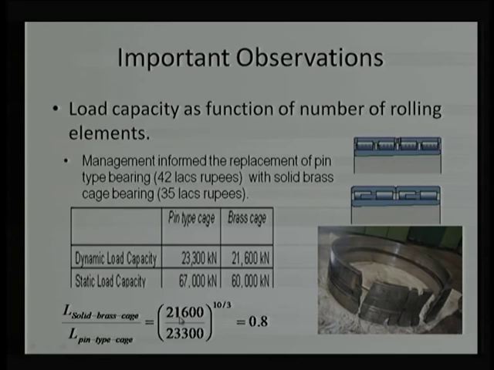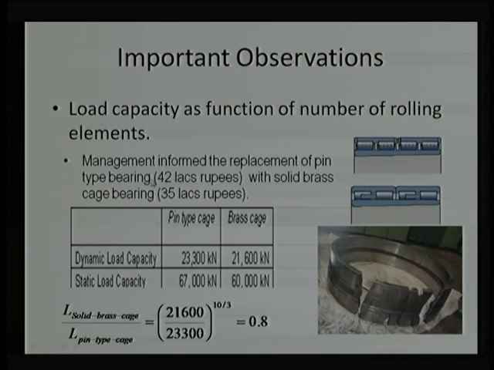For the same value of P, it will be 21.6 divided by 23.3, raised to the power of 10 by 3 (3.33), and this ratio turned out to be 0.8. That means the solid brass cage bearing was supposed to show only 80% of the pin type bearing life. If the life for the pin type cage bearing was 40,000 hours, the solid brass cage bearing was supposed to show only 32,000 operating hours.